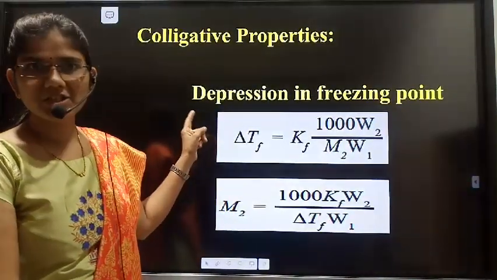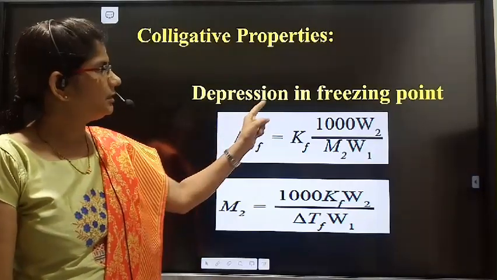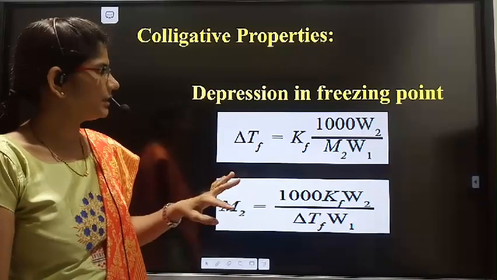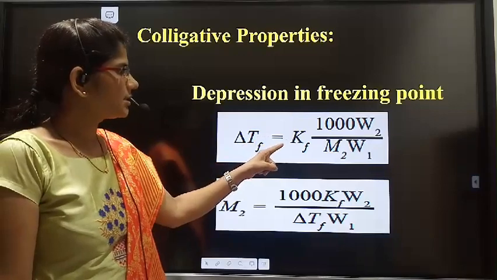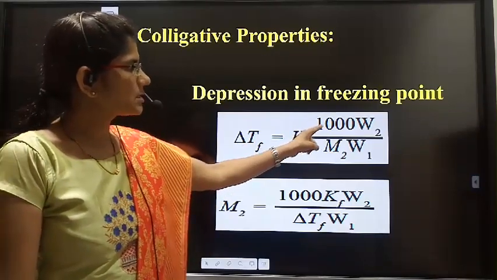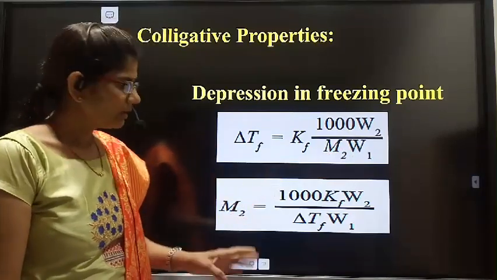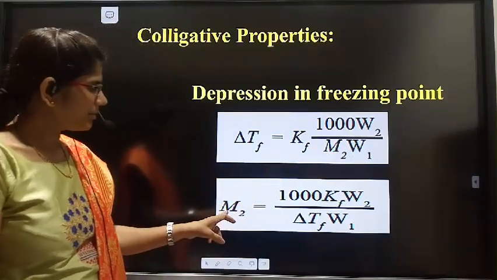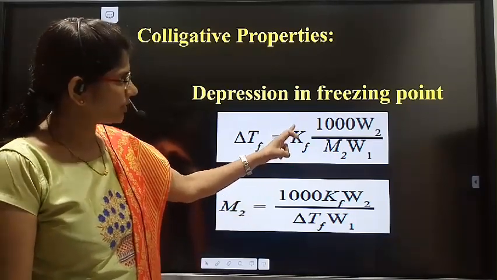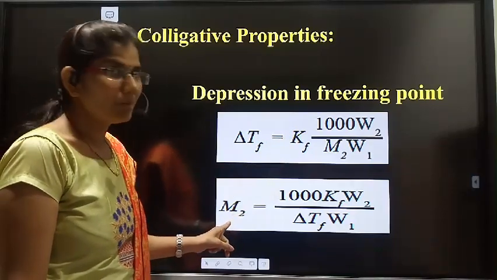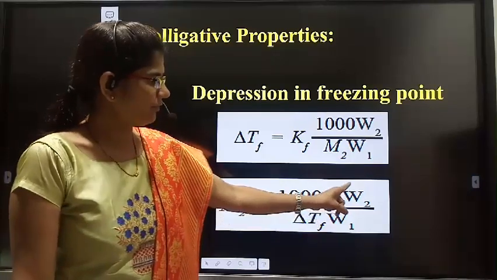In the last lecture we completed the depression in freezing point, where delta Tf, the depression in freezing point, is equal to Kf times 1000 W2 divided by M2 W1, where M2 means the molar mass of the solute. If we rearrange this equation, we get the molar mass of the solute, M2, equal to 1000 Kf W2 divided by delta Tf W1.